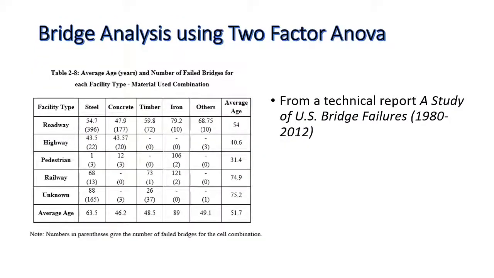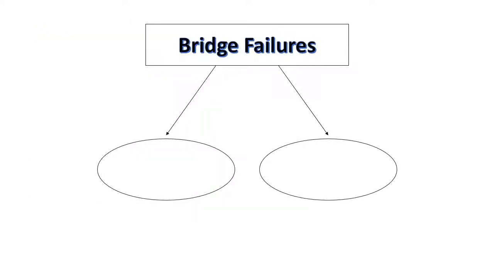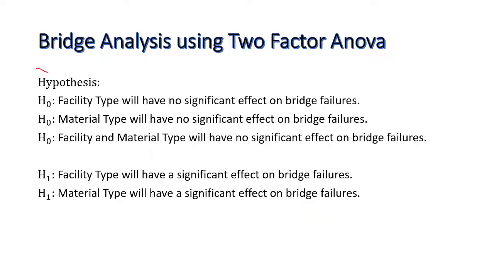Let's create an example that can be applied to the world of engineering. I have collected this data from a report that studies bridge failures in the United States. This data shows the number of bridge failures for each facility type and the material used. We are going to use this data to create two-factor ANOVA. The two factors that we will consider are facility type and material type. Our null hypotheses state that the factors will have no significant effect on bridge failures, and our alternative hypotheses state that they will have a significant effect on bridge failures.